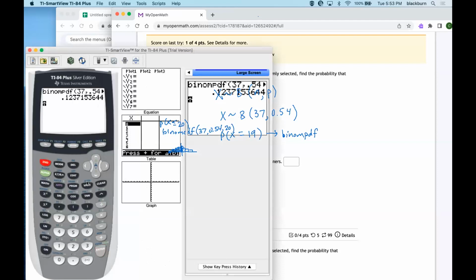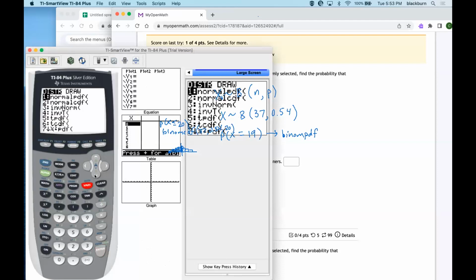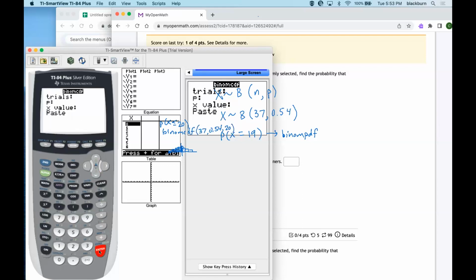We go second distribution again. Use my arrow. This computer one's really slow. So binomCDF, we got 37 trials. 0.54 is my probability of success. My X value is 20. Because we're using the CDF, it's going to add up all the probabilities from 20 all the way down to 0. Hit enter, paste, enter again.